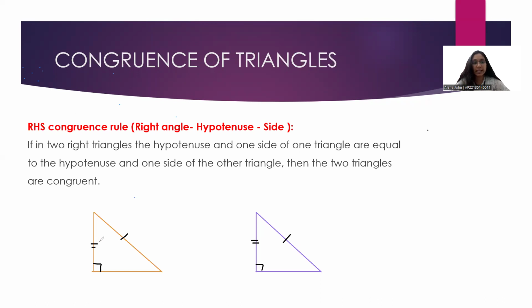Suppose we have two right angle triangles, then of course the right angle, the 90-degree angle, will be equal between both of the triangles, right? And also, if the hypotenuses of the two triangles are equal, and any one side of the two triangles is equal. If these three conditions are there, then we can apply the RHS congruence rule, and we can say that the two triangles are congruent. So this is the symbol used for congruent. Then we can say that the two triangles are congruent.